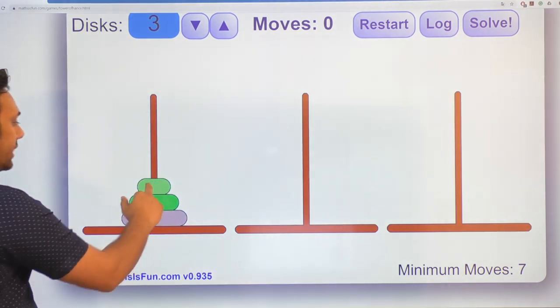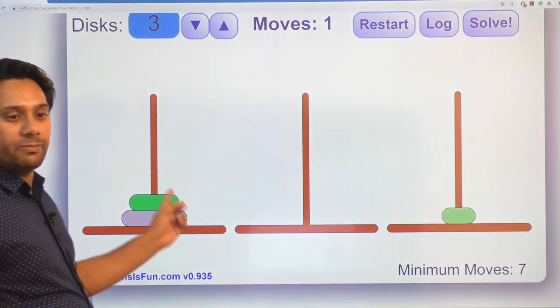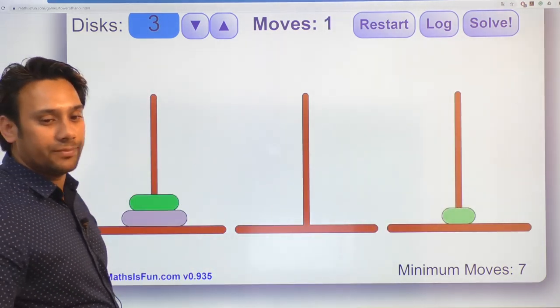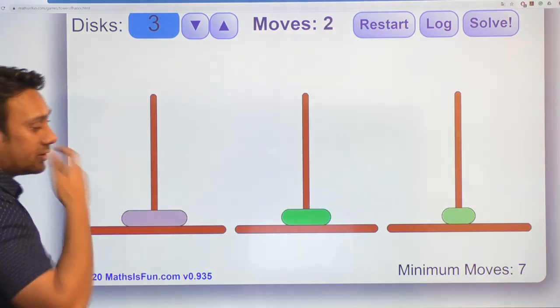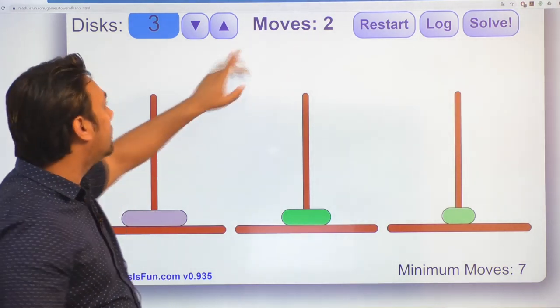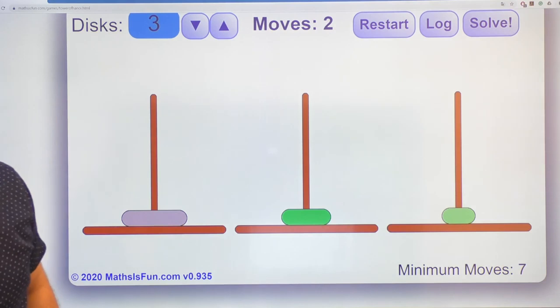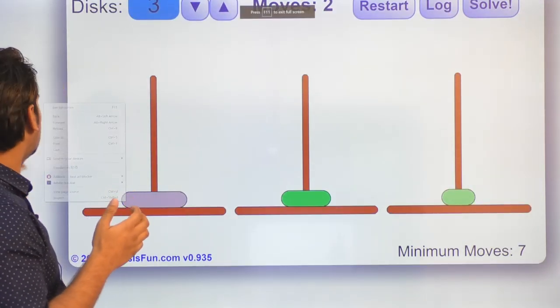So what I can do is take this plate and place it on the third tower. Then I will take this plate and place it on the second tower. How many moves do we have so far? 2 moves. Let me also make it full screen.